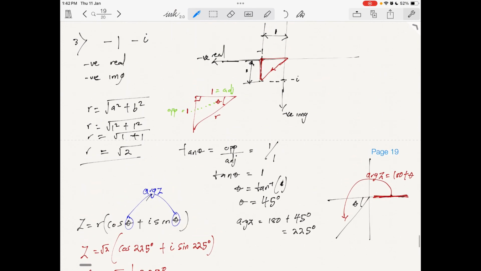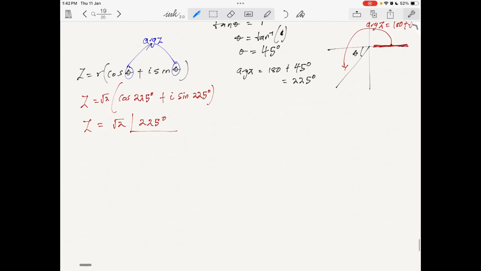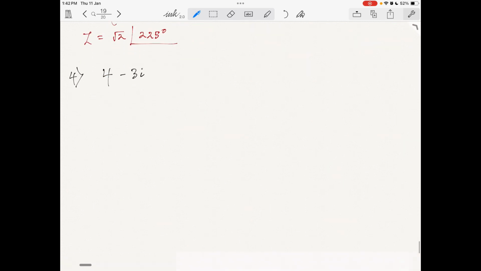Now we are done with question 3. Moving on, let's solve for question 4. We will have z = 4 minus 3i. If z = 4 minus 3i, that means we have a positive real and a negative imaginary. So we draw the Argand diagram.